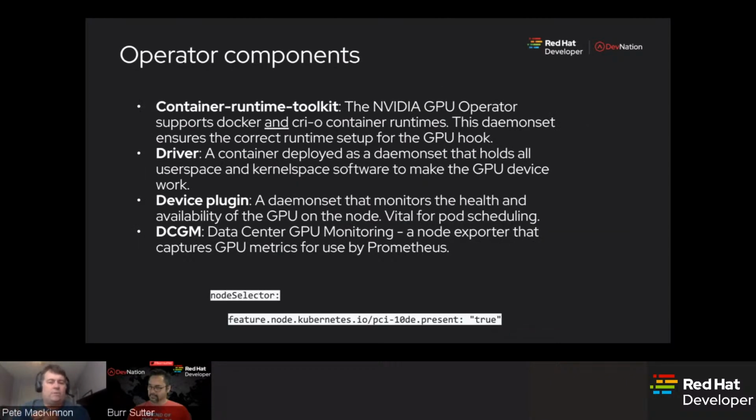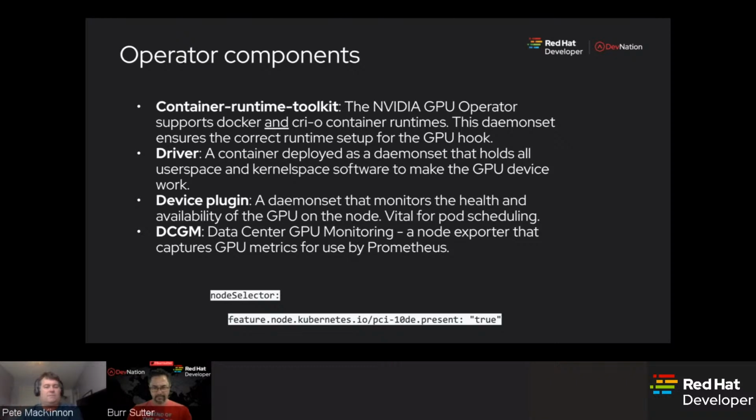So the operator components, what are they? And in this case, we're going to look at the NVIDIA GPU operator. So the first component is the container runtime toolkit. NVIDIA GPU operator supports both Docker and CRI-O container runtimes. So there's configuration that must be set to basically inform the operator which of these two is the target runtime. In the case of OpenShift 4, obviously it's going to be CRI-O. So that's deployed as a daemon set, and it ensures the correct runtime setup for the GPU hook.